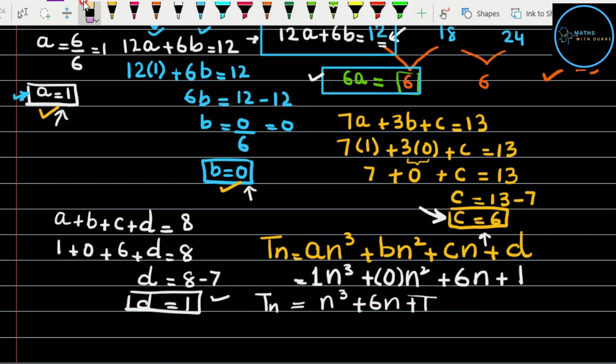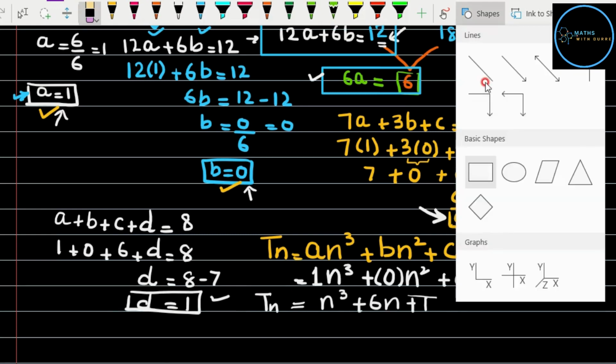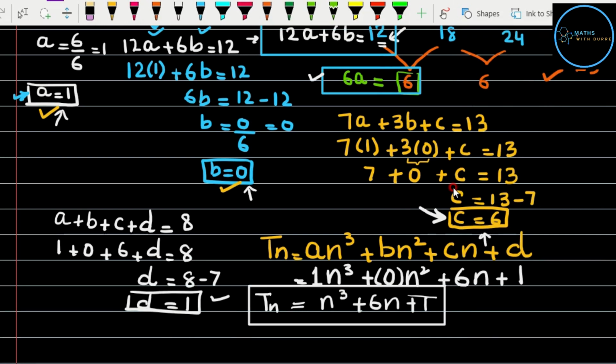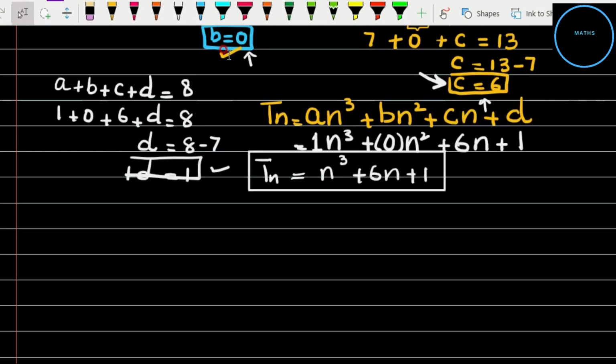One minute. Let me draw correctly. It should be 1 here, I think so. What is left? We always need to cross check. How can we cross check? We will substitute the values in this general formula to get the first or second term back.